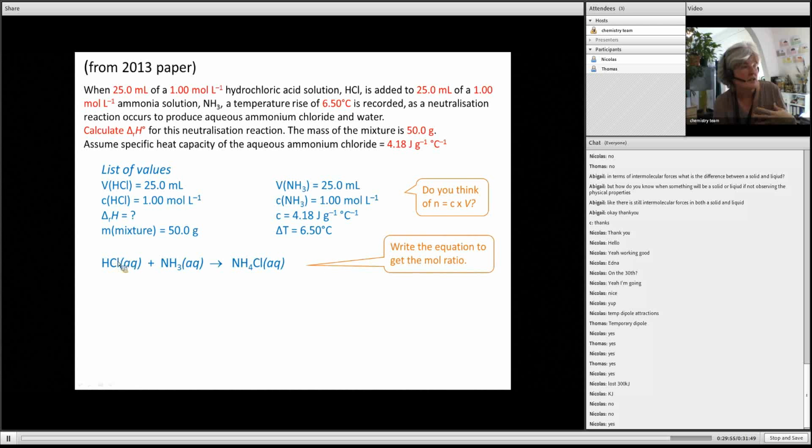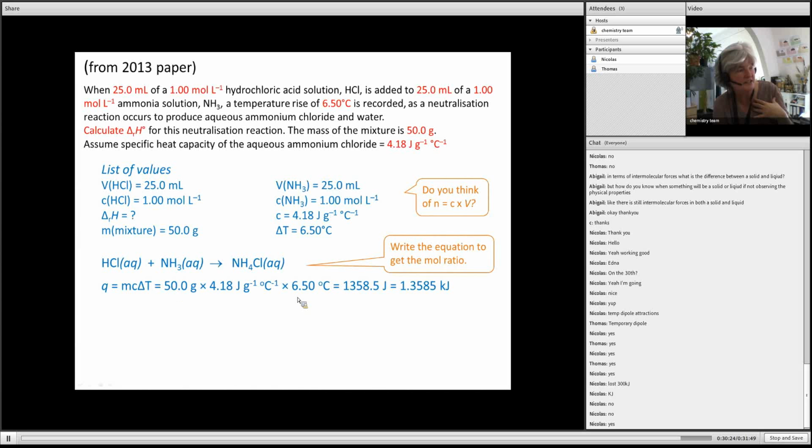They normally give the equation as well, but it's useful to get the mole ratio. So you need to be sure that it's a 1-to-1 ratio, if you're working out per mole. So now we're just going: energy is equal to m c delta T. There's your mass of the solution, there's the c, the specific heat capacity, there's your change in temperature. So that's how many kilojoules of energy was given off.